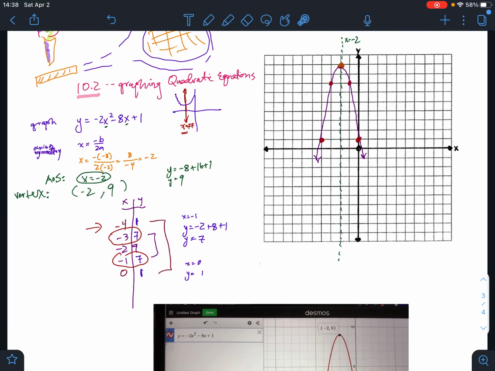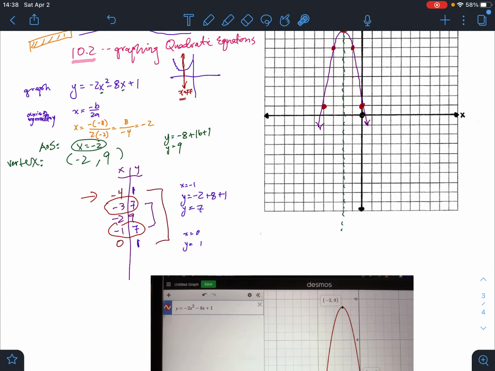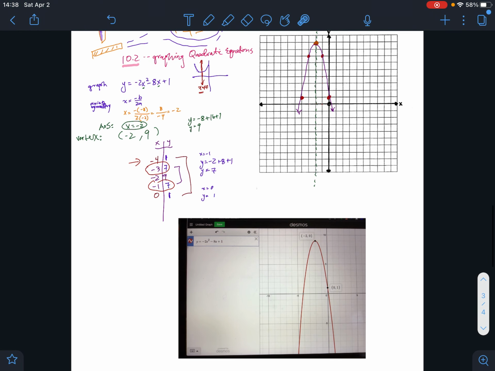And I've got this graph, and I'm going to zoom out. I will compare it to Desmos. Desmos is a good tool you can use. Go to desmos.com. You plug in the same equation, and this graph is indeed the same as this graph. We've got -2, 9 as the vertex, and it does go through 0, 1, which we knew it did. That's also right here. And we see the mirror image point right here, which is also reflected right there. That's -4, 1, which also appears on our table here.